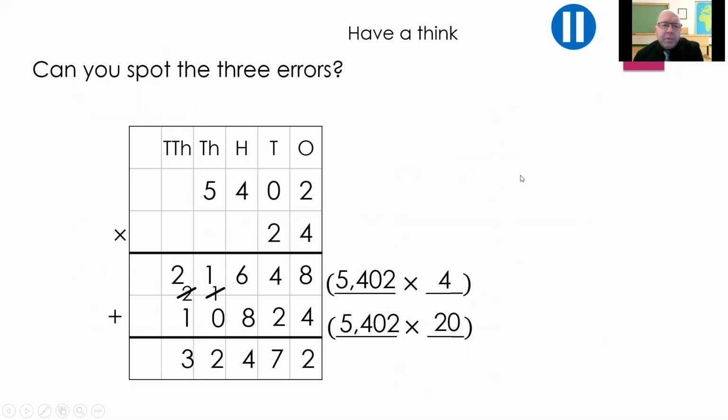Right. Here's a completed question, but there are some mistakes. This is not correct. Pause the video, have a think. Where are the mistakes? Right. Well, here's the first one. 4 multiplied by 0 is 0, not 4 like we've got in the answer there. So there's the first mistake.